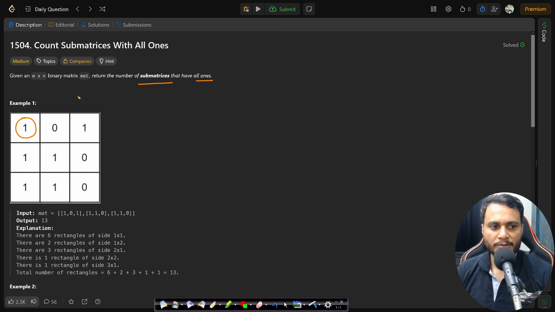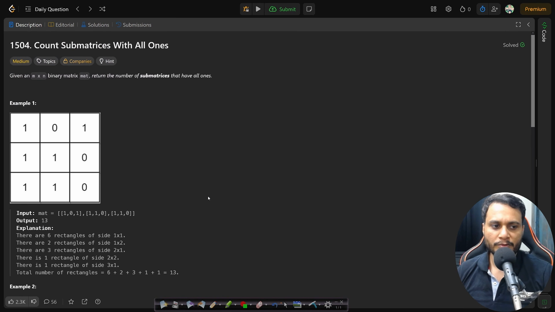Yes. So the count is 1. Is this a valid submatrix? No, because you have a 0 here. Is this a valid submatrix? Yes. You can add +1 to the count. Now this is also valid. This is valid. This is valid. Okay, so you can keep on counting all the valid submatrices and the count will be equal to 13. So that is why 13 is the answer.